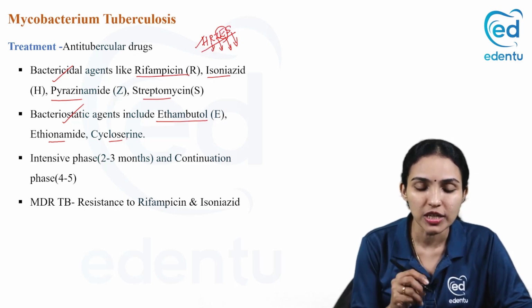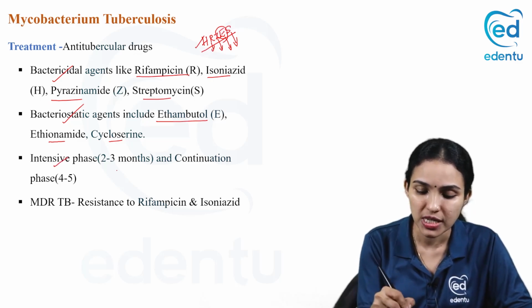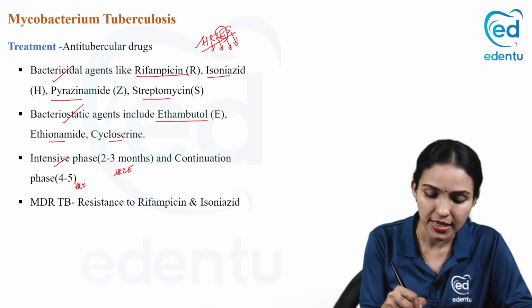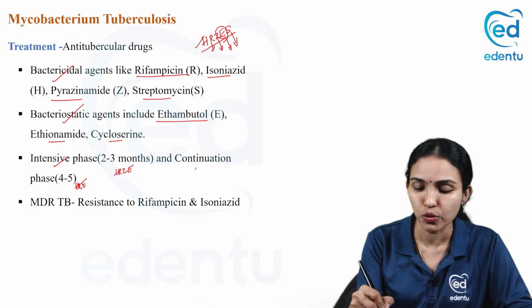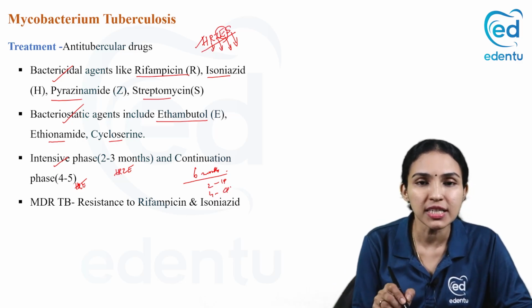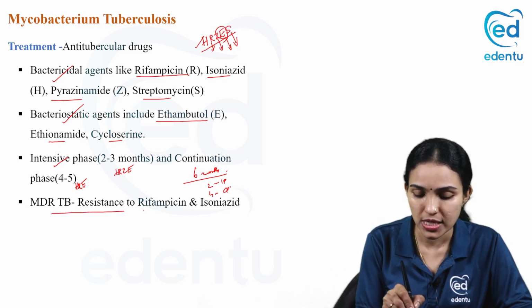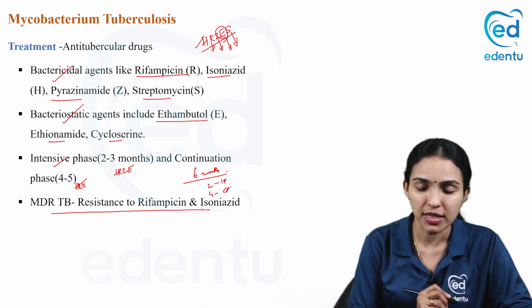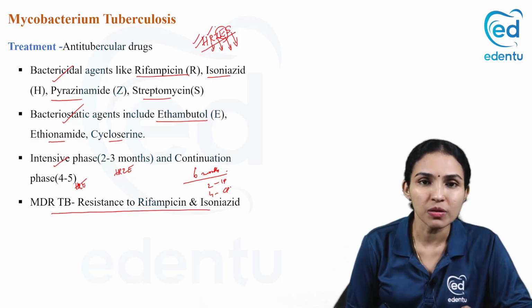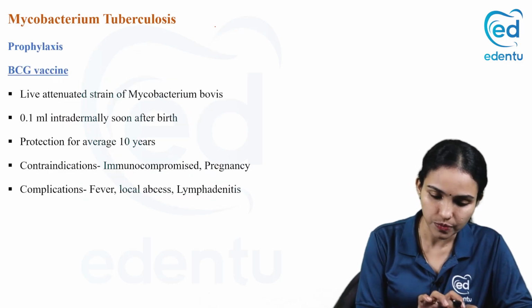And how do you give the treatment? You give an intensive phase where you give 4 drugs, HREZ, for 2 to 3 months. And in the continuation phase, you give 3 drugs, HRE. That is how you treat. So a total of at least 6 months treatment is required: 2 months intensive phase and 4 months continuation phase. And MDR TB means the TB bacilli which are resistant to rifampicin and isoniazid. If they are resistant to H and R, you call it multi-drug resistant TB.